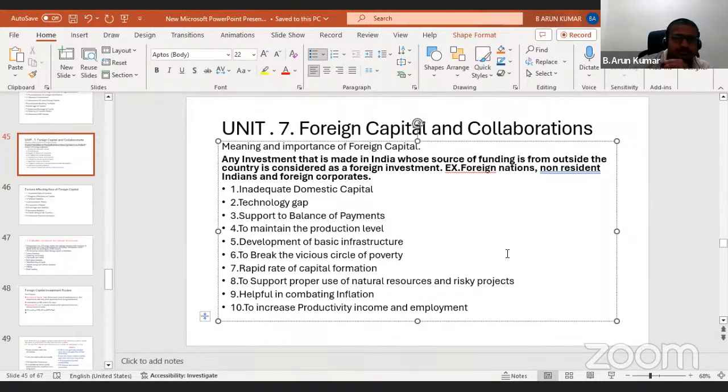Then why do we need foreign capital? Why do we need foreign money, foreign currency? We need foreign currency or foreign capital because of the following factors. First one is inadequate domestic capital. We have less domestic capital, so we need some financial support from other countries, the World Bank, foreign institutional investors or non-resident Indians.